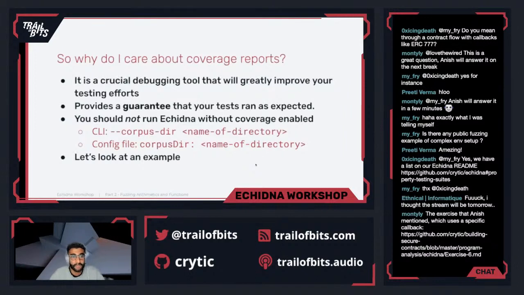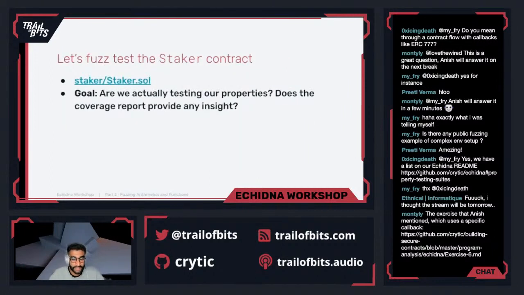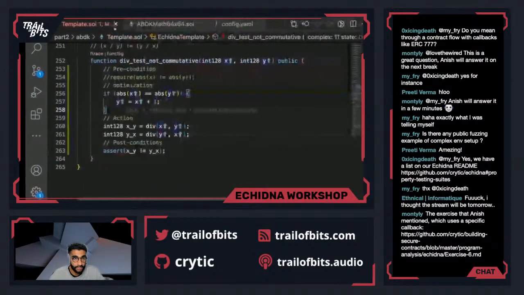Let's look at an example. We're going to look at this staker contract. It's a simple staking system. What we'll do is we're going to have two goals. Are we actually testing the properties we think we're testing? And does the coverage report provide any insights as to whether or not we're testing the things we think we are testing? Okay. Moving back to VS Code.